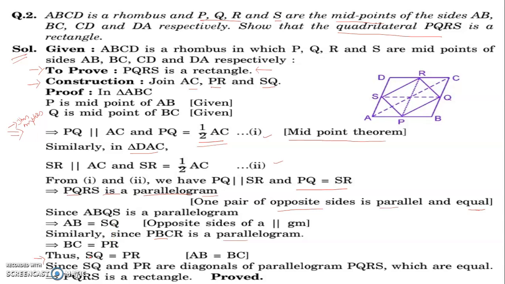Since SQ and PR are diagonals of parallelogram PQRS, which are equal, this implies PQRS is a rectangle, hence proved.